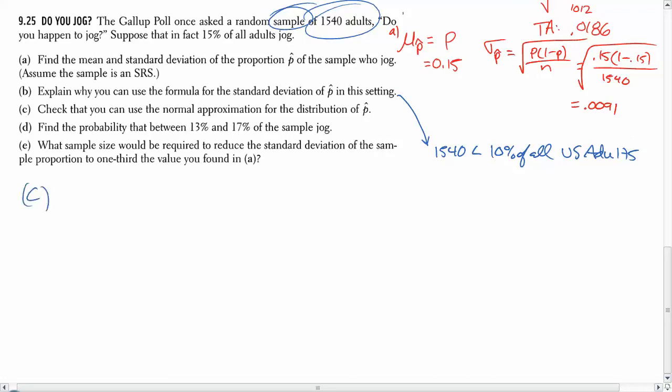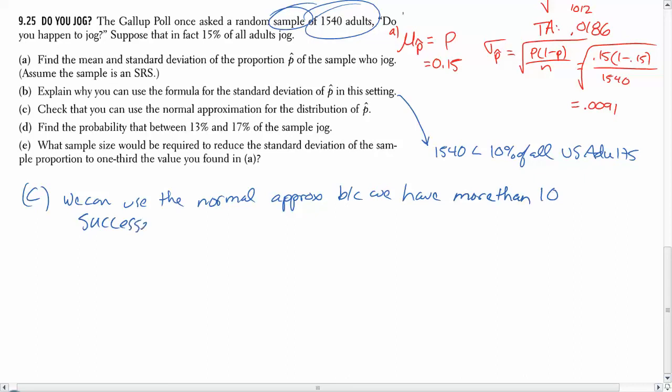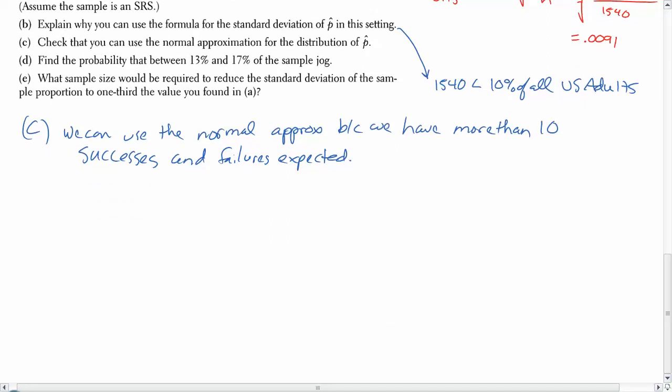Can we use the normal approximation? We can use the normal approximation because we have more than 10 successes and failures expected. Can you just say that? No, you have to work out some of the calculations. The calculations are that np is greater than or equal to 10, that's your 10 successes, and n times 1 minus p is greater than or equal to 10.